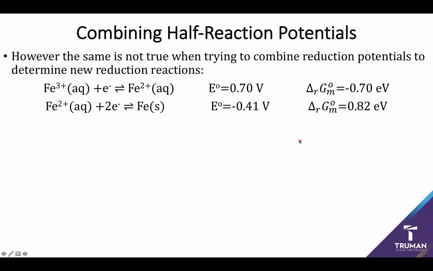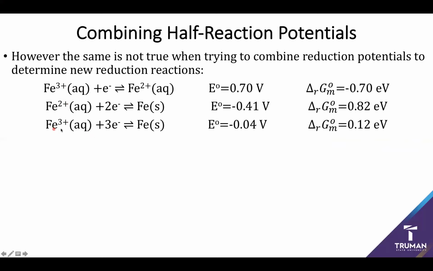So I may have a reaction that I can't just go ahead and look up in a table. If I'm trying to generate a new reduction reaction, I have to essentially do a slightly different procedure. So let's say that I can't find the reduction of iron 3 to iron solid in a table. Most electrochemical tables actually won't contain this reaction because they assume you can do the following trick, which is that the reduction of iron 3 to iron is simply these two reactions added together.